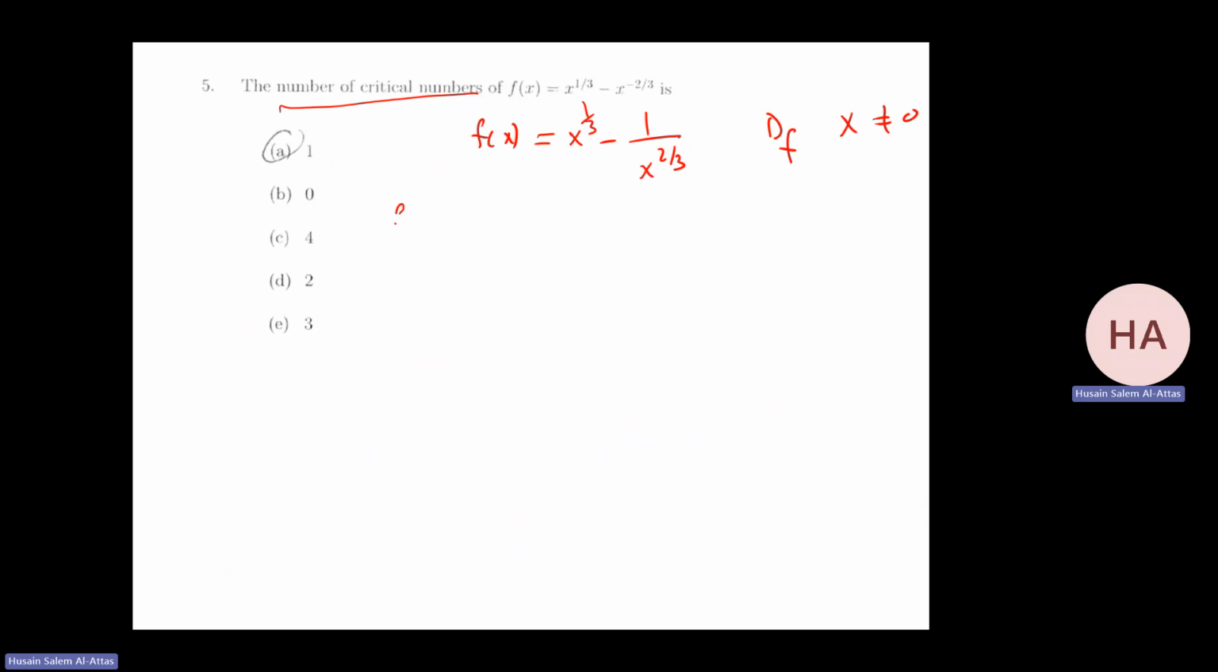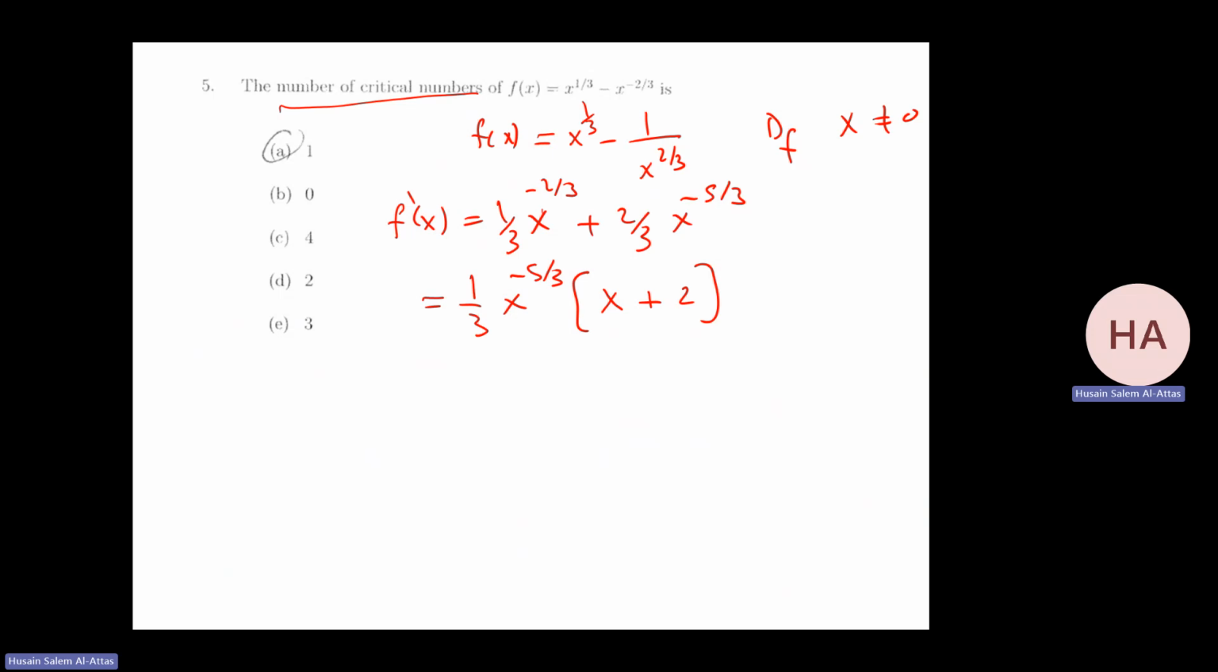Now, first I'll find f prime. That will be 1 over 3, x to the power minus 2 over 3, and this is plus 2 over 3, x to the power minus 5 over 3. Okay, so let me take a common factor. Take 1 over 3, x to the power minus 5 over 3. That gives me x plus 2. x plus 2, is it?